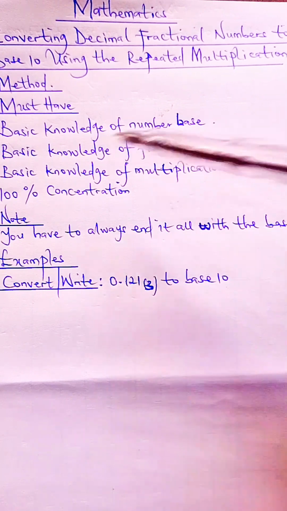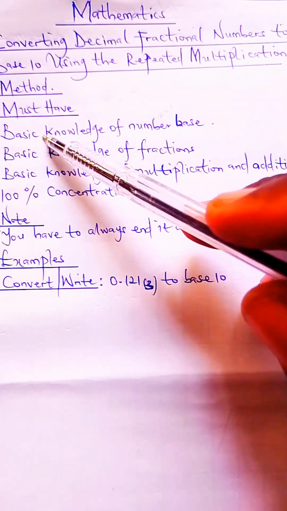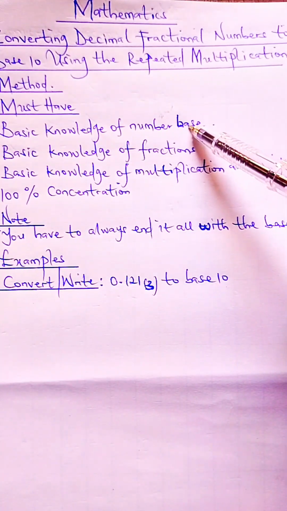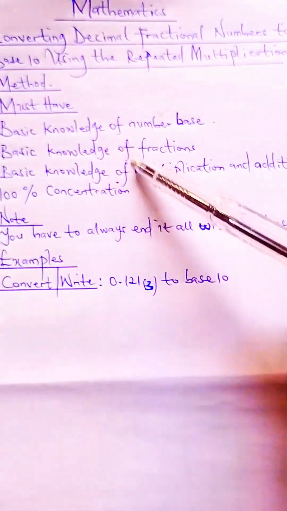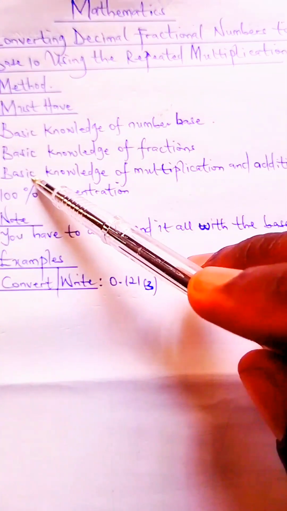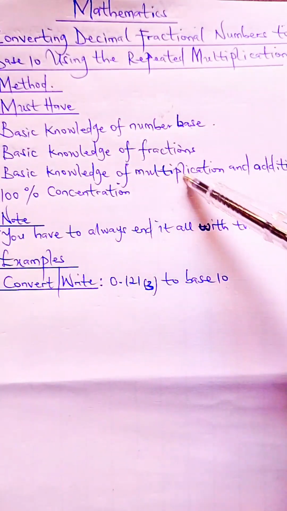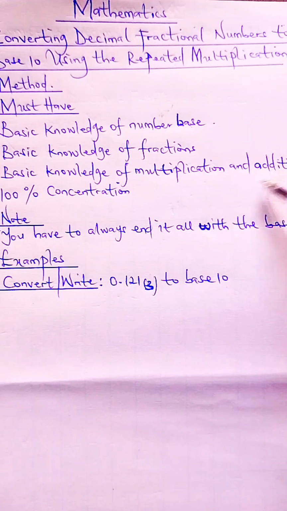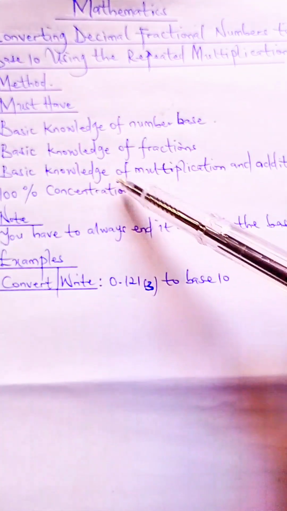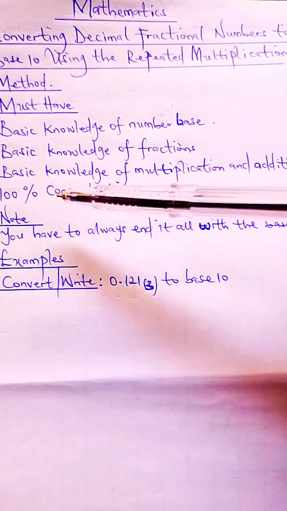So quickly, these are the things we must have to understand today's exposition. The first is basic knowledge of number base, which is very important. The next is basic knowledge of fractions. You have to understand fractions, very, very important. The next is basic knowledge of multiplication and addition of numbers. It looks trivial, but it's very, very important. You must have that. The next is 100% concentration.